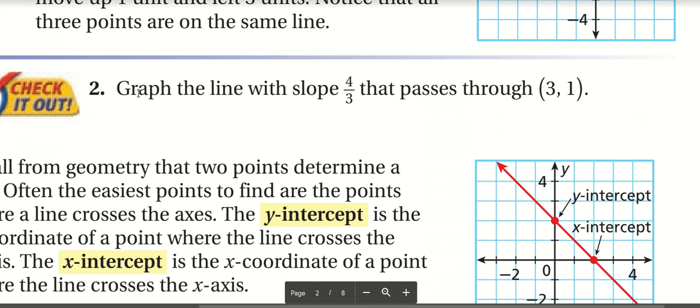I do want you to try example 2. So pause the video and try example 2. Plot the ordered pair (3, 1) first, then use the rise over the run to get another point.